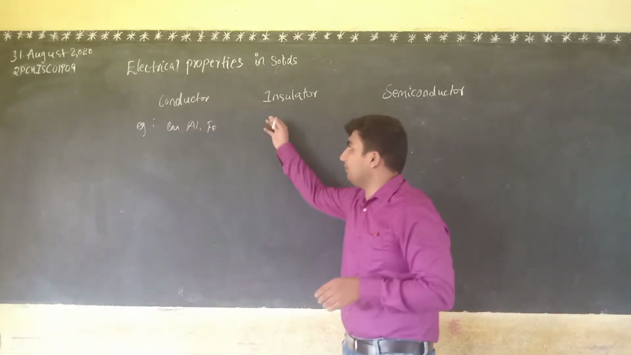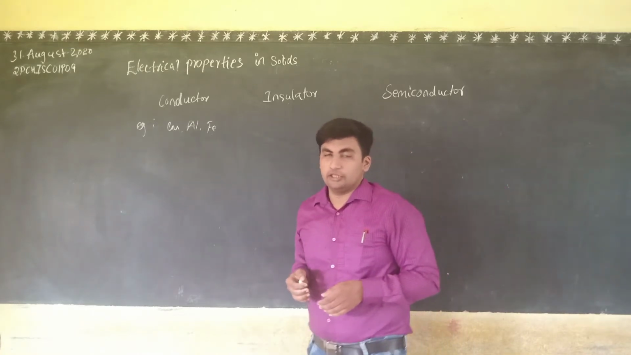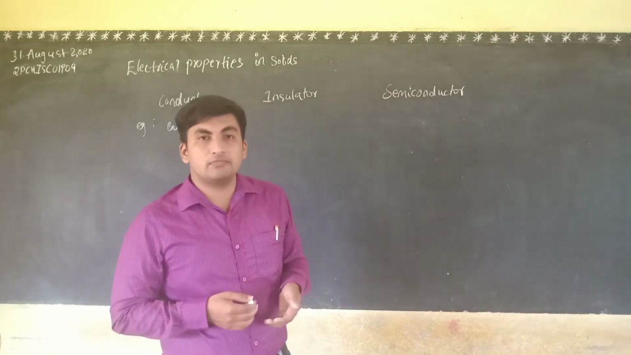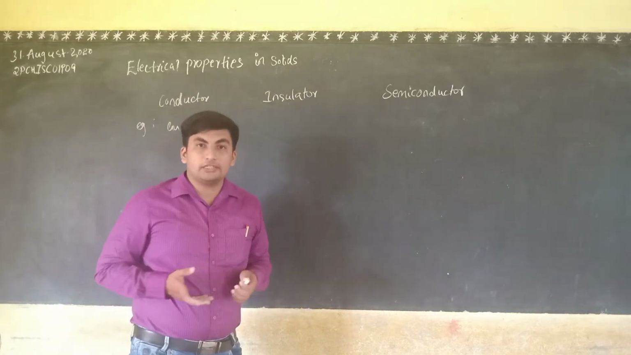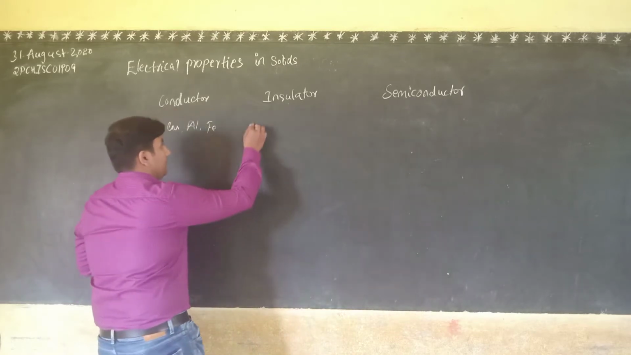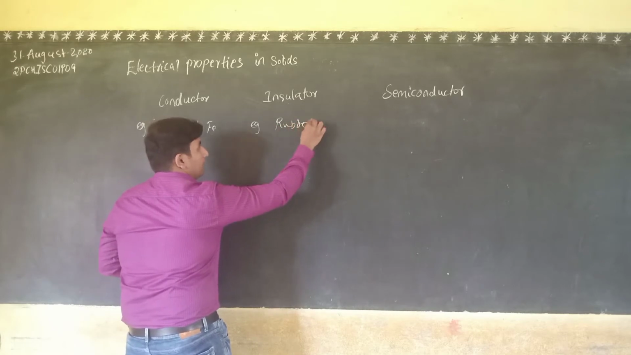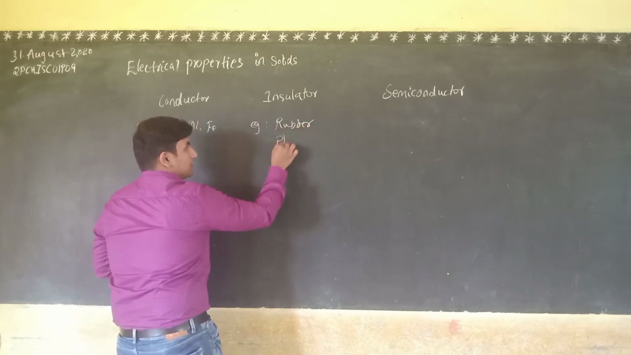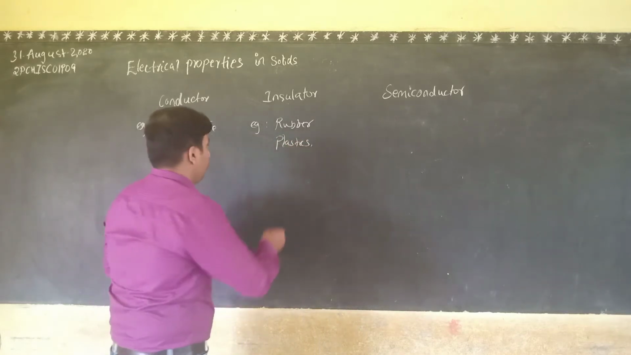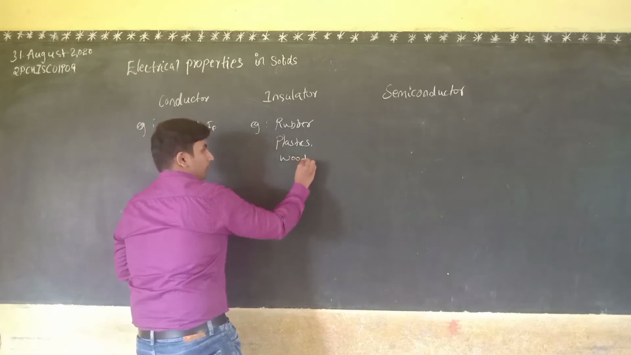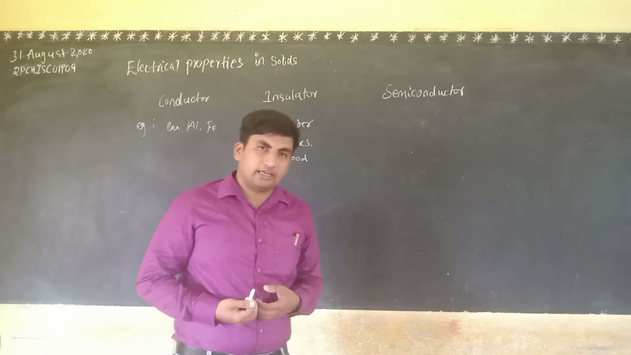Insulators. Insulators are the type of substances or materials which do not conduct electricity. Examples: rubber, plastics, then wood, etc. These are the materials which do not conduct electricity.